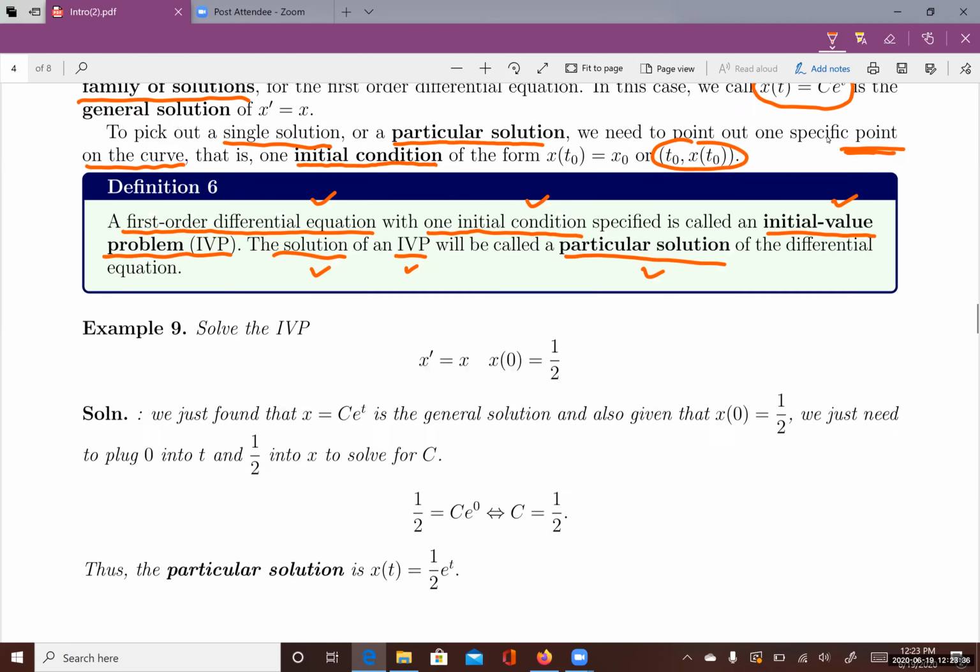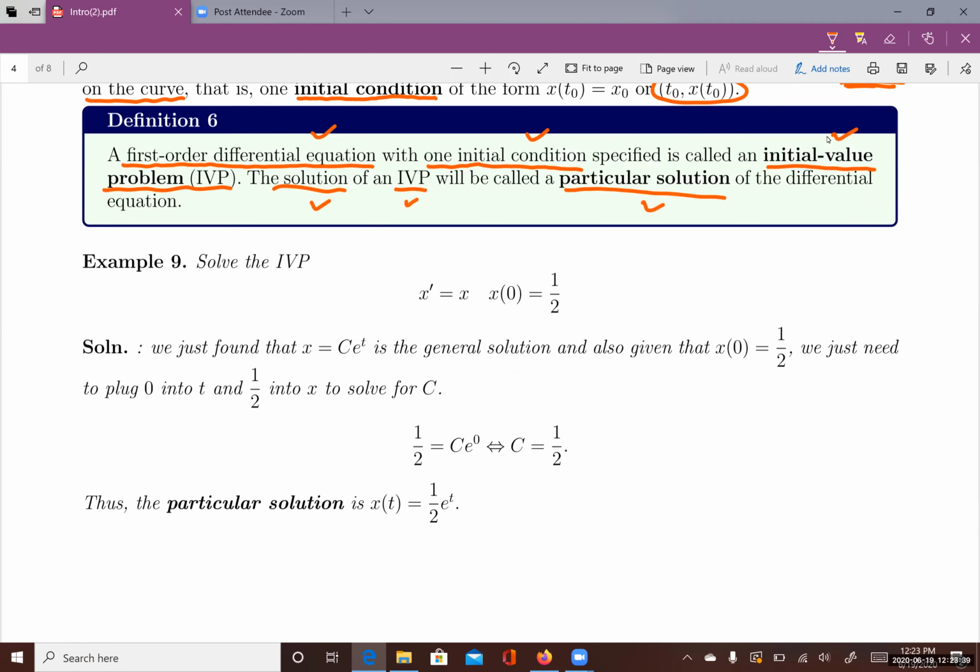All right, let's look at the next example. Again, we are just using this simple function for now. And in this case, we have an initial value, x of 0 equals 1/2. What does it mean? That means when t equals 0, x equals 1/2, okay? Or, using different notation, some can write (0, 1/2). And you still understand that when t equals 0, x equals 1/2. Okay.